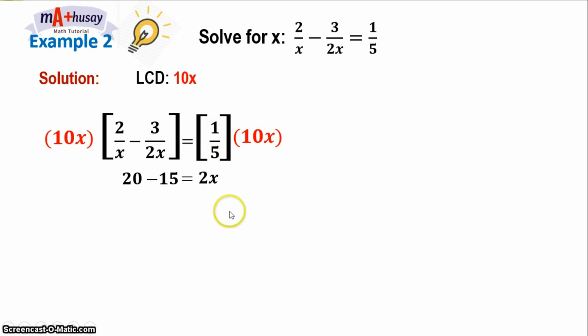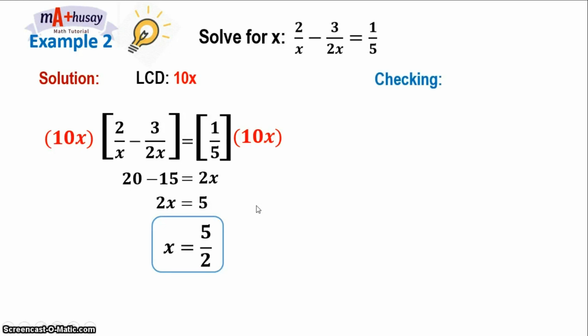So, again, meron na tayong simpleng linear equation. So, simplifying, pwede nating isulat siya as 5 equals 2x. So, i-rewrite lang natin siya in this way. 2x is equal to 5. Pareho lang yan sila. So, since we want to solve for the value of x, dividing both sides of the equation by 2, you'll have x is equal to 5 over 2.